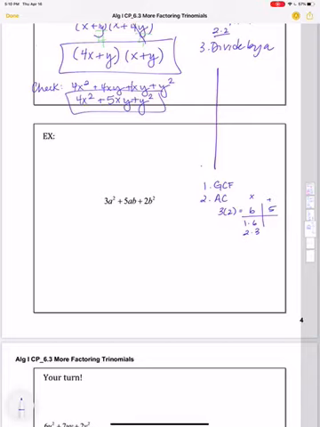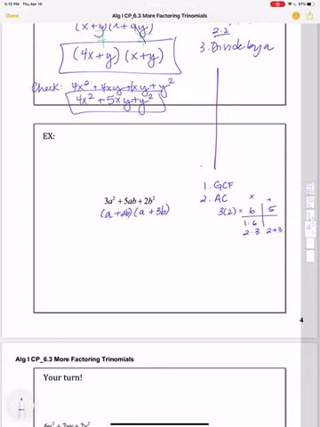Now, judging by the signs, I could get 5 with 1 and 6 if one of them was negative, like the 1, but that wouldn't give me a positive 6 if I multiplied them. So I've got to use 2 and 3. So 2 plus 3 would give you 5. So I've got a plus 2 and a plus 3. Oh, what did I forget? I forgot my b, so I gotta add that in there.